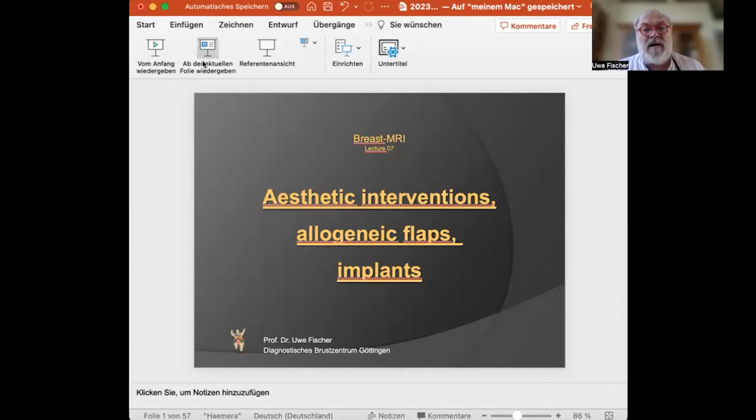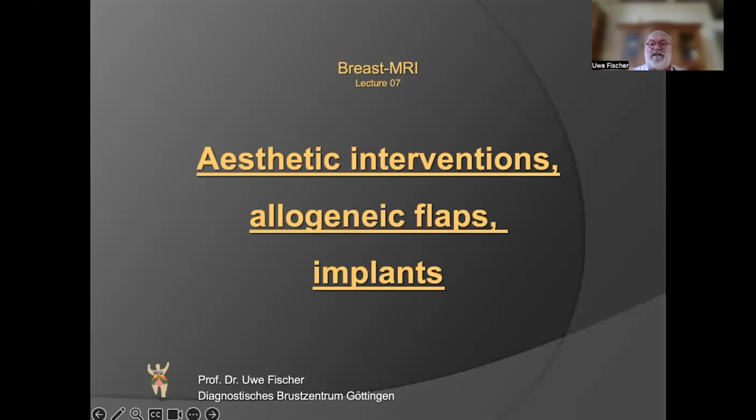Today we'll go on with the next lecture about the principles of MRI and the specialities in the diagnostics of implants and how to look at plastics, flaps, things like this. And let me start with my title. Okay. So I would like to talk about aesthetic interventions, allogenic flaps and implants in MRI.